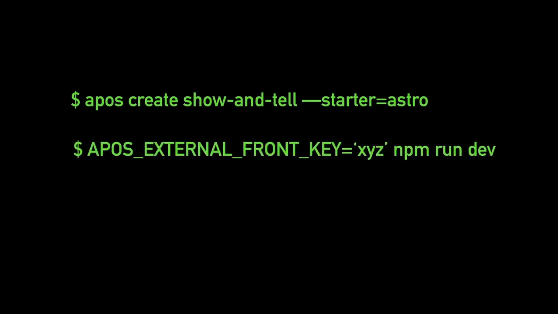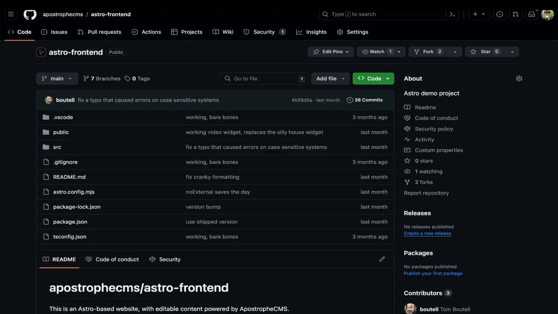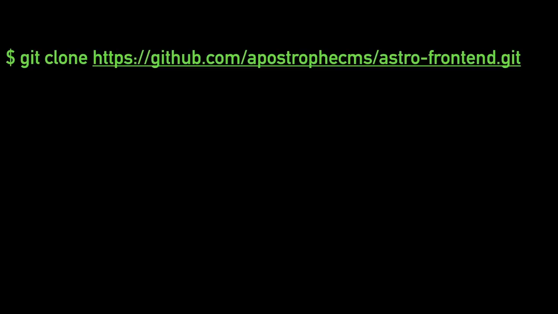Then you just follow the normal installation procedure, which will ask you for an admin first user and do the whole npm install. Once your project is all set up, you can bring it up by passing the environment variable APOS_EXTERNAL_FRONT_KEY with a string value. Over on the Astro side, you need to go to the Apostrophe CMS repositories and clone the starter kit locally. Then you need to install the dependencies.